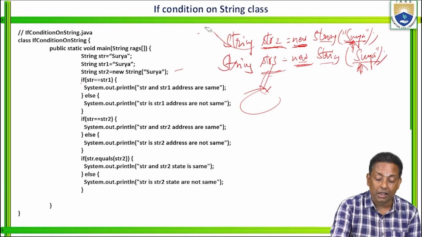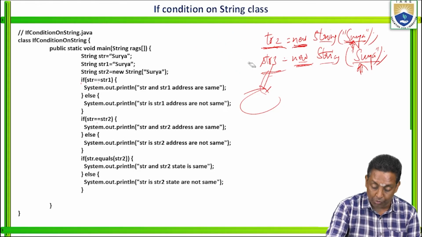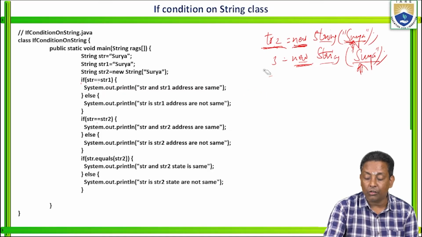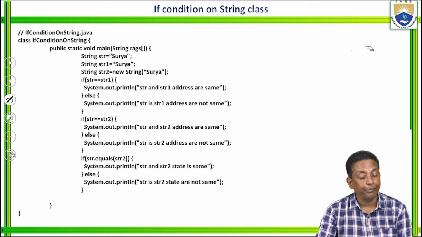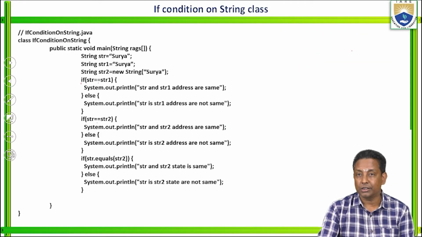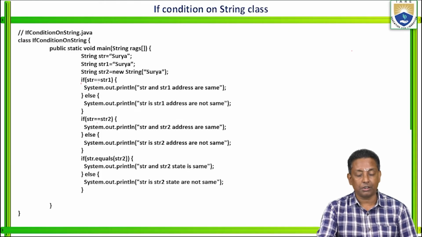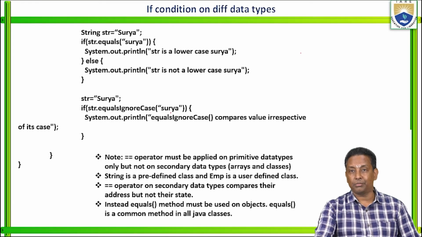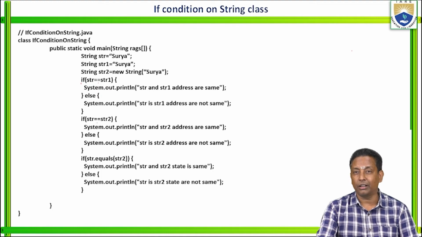But if anybody asks, can we use equal to operator on objects? You can say yes, we can use, but that equal to operator doesn't check the state, it will check only the addresses. You have to answer that. So here if condition is completed. If else, nested if condition on different data types like double, char, boolean also you can write, string comparisons are also completed.